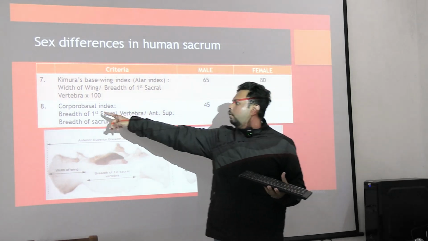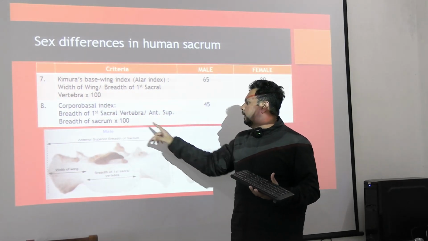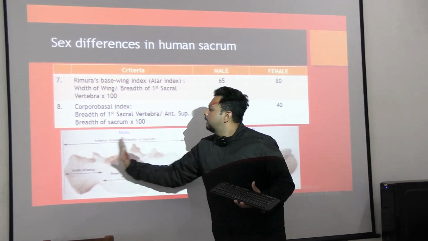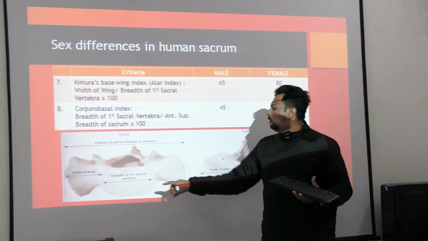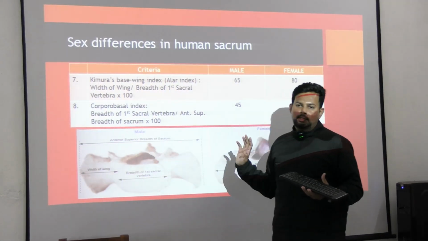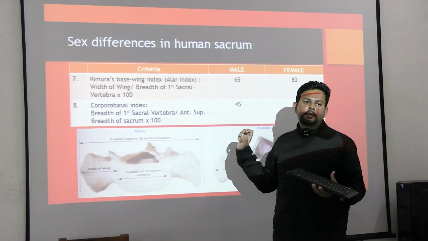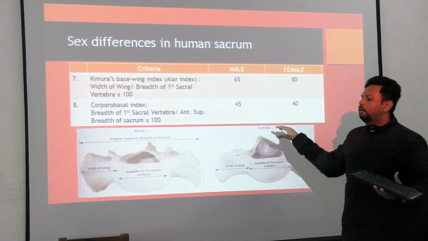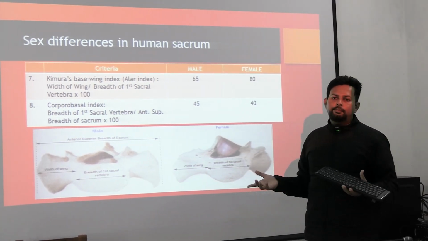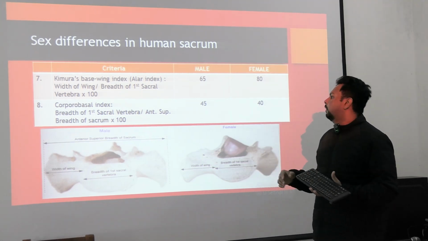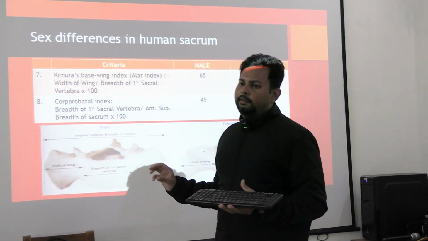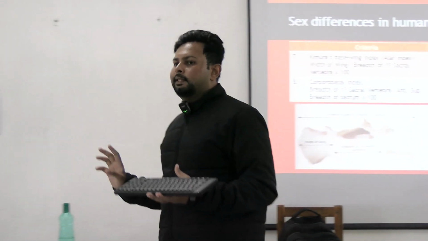Another one is the corporobasal index. Here the breadth of the first sacral vertebra is divided by the anterior superior breadth of the whole sacrum. From that also we get a value, and we have to check whether it is more or less. So these values are there, and you have to learn them by heart for the exam. From that also we can differentiate. Clear? This is the metric part. So this is how you determine the sex.